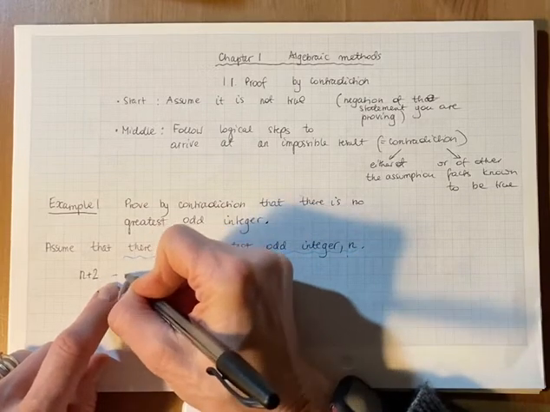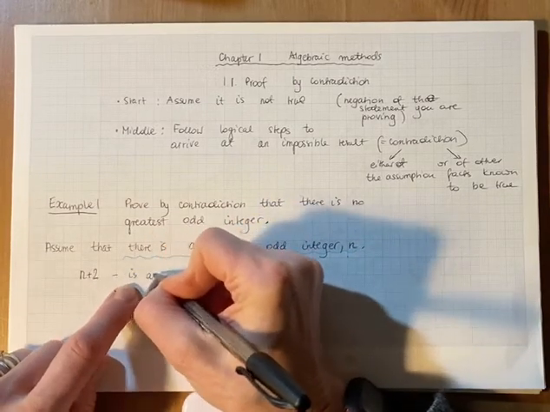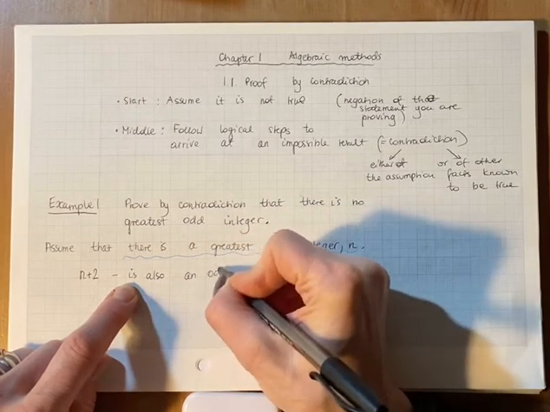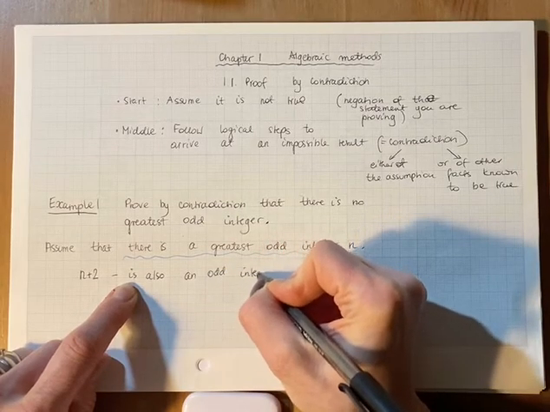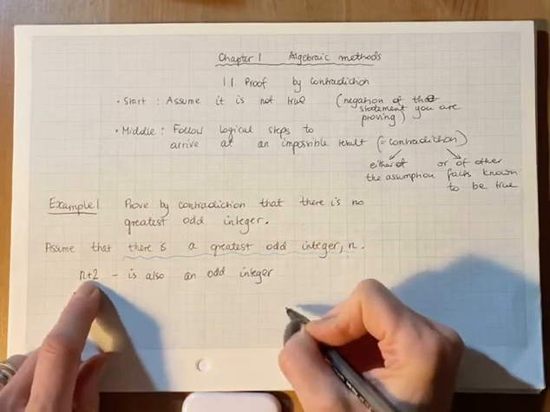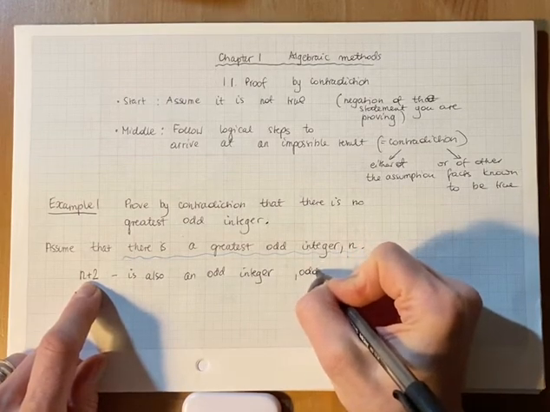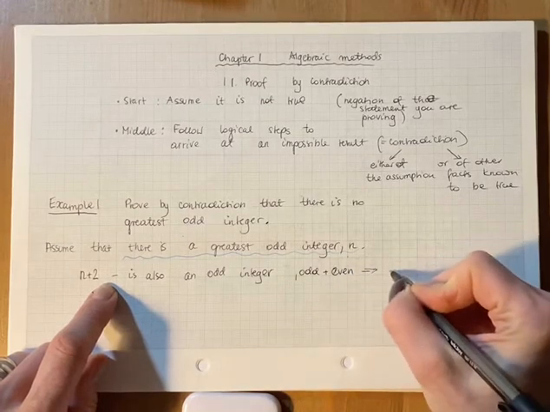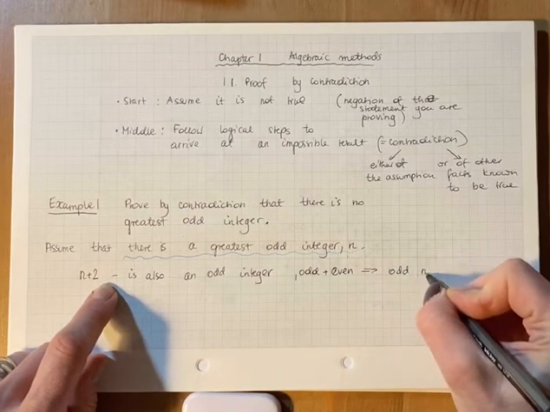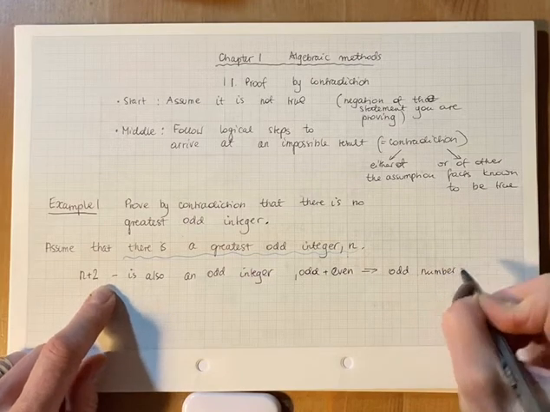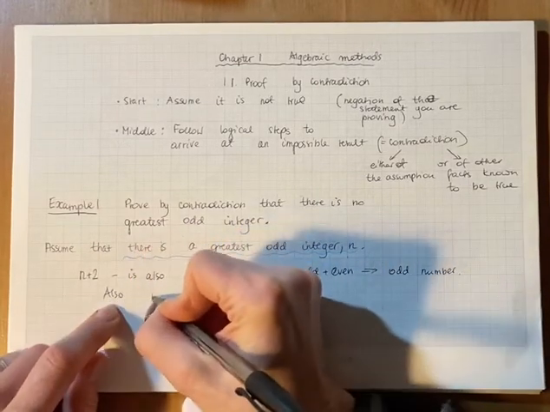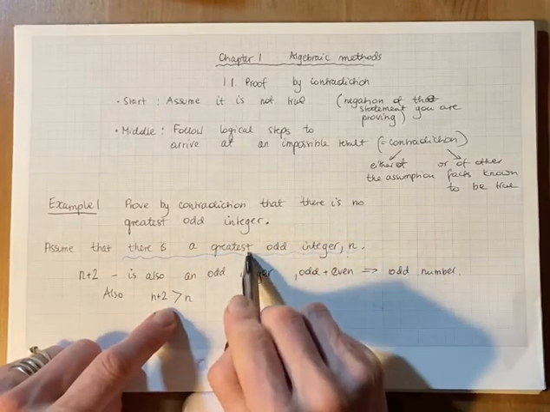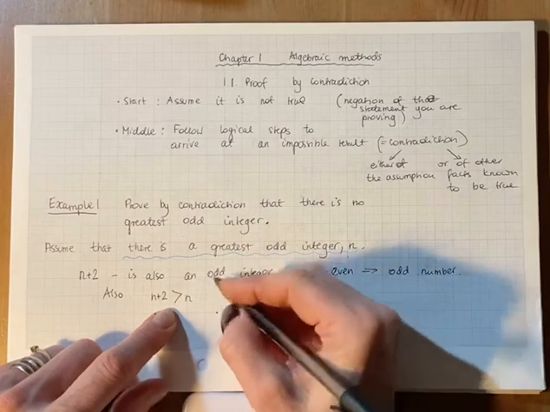This will also be an odd integer, because you've got odd plus 2, which is even, results in an odd number. Also, n plus 2 is greater than n. So greater and odd.